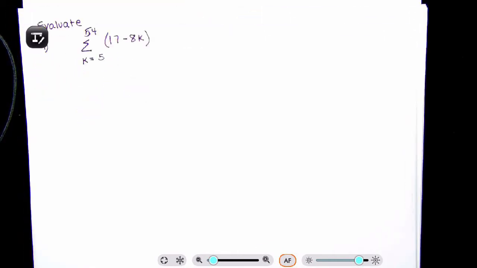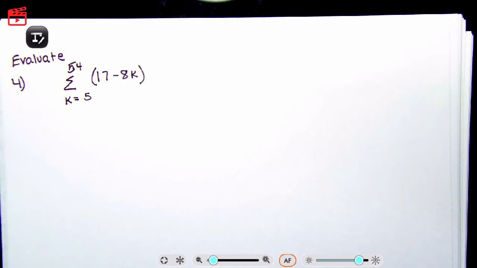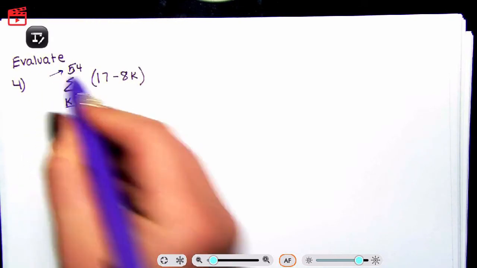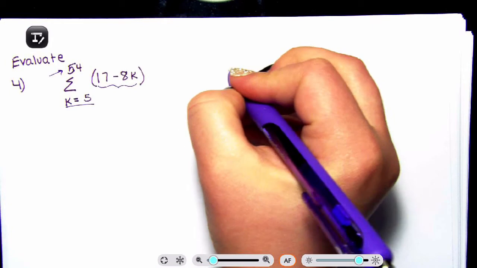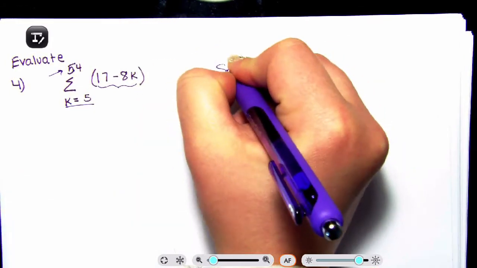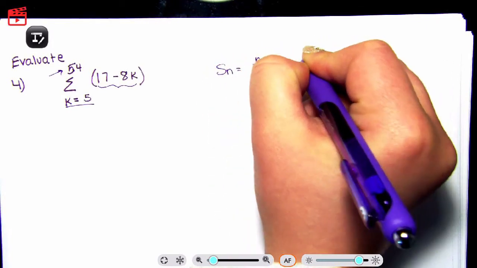For question number 4, this is technically your question number 2 in your pretest worksheet. This one is asking us to evaluate the series from 5 to 54 of the 17 minus 8k. So this here, again, is an arithmetic sequence. So we have S sub n is equal to n divided by 2 times a sub 1 plus a sub n.